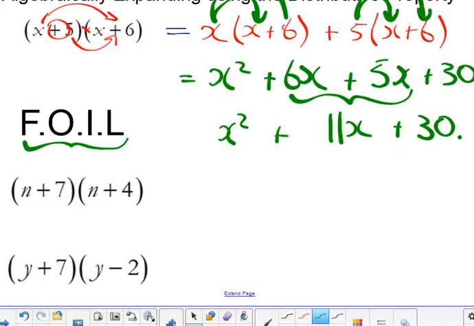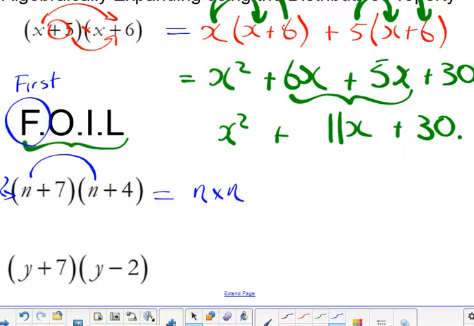And this little technique we're going to call FOIL. Now, let me explain how it works. The F stands for first. Now, look what I've got here. I've got the product of two binomials. So that means first there. The first multiplication we're going to do is n times n. Hopefully you all realize n times n really can be written just as n squared, can't we?